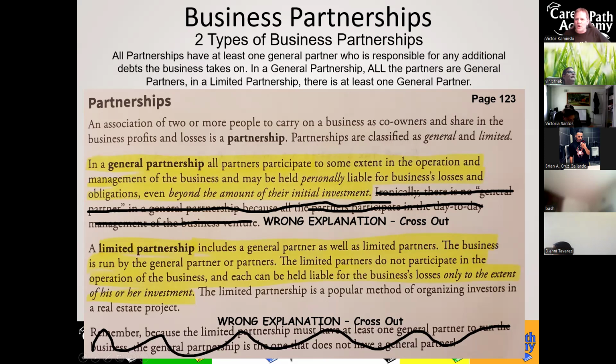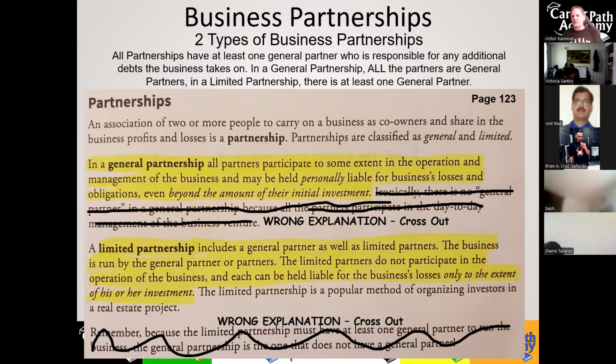So what is a limited partner? A limited partner is one who does not work in the day-to-day business activities. They just invested in the business, and they can't be held liable for any additional loans or debts that the business shall take on. They're limited in their liability to the extent of their initial investment. That's all they could lose if the business loses money. Okay. So let's see, the limited partnership is a popular method of organizing investors in a real estate project.